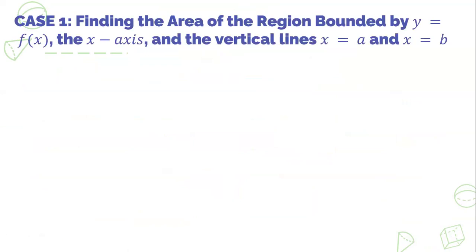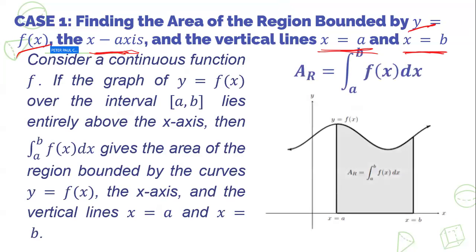Let's have case number 1. Finding the area of the region bounded by y is equal to the function f of x, the x-axis, and the vertical lines A and B. In case number 1, these are examples which involve the x-axis, which is the horizontal line. The boundaries of the vertical lines are represented by your upper and lower limits, which are B and A. And then, of course, we have a given function.